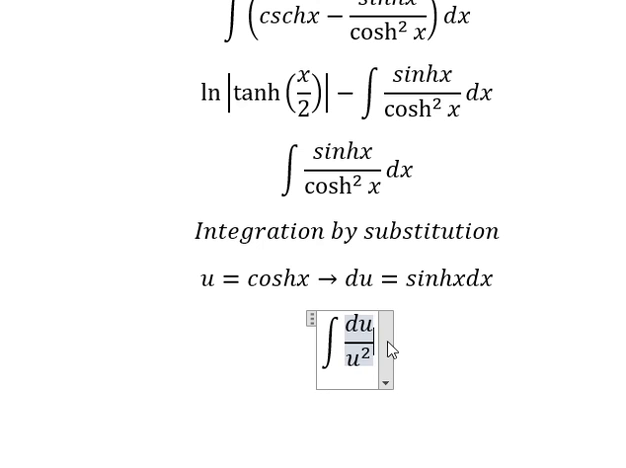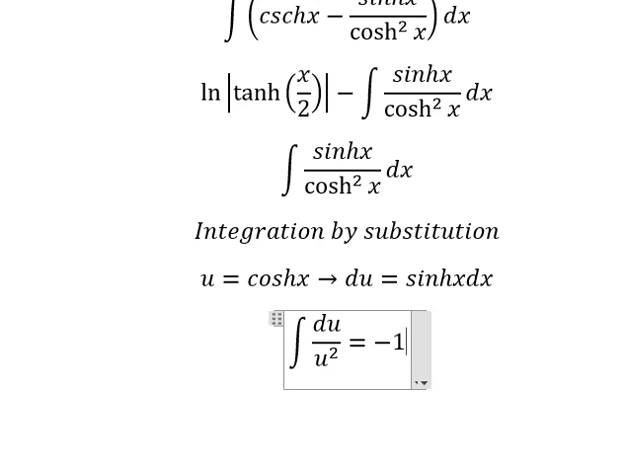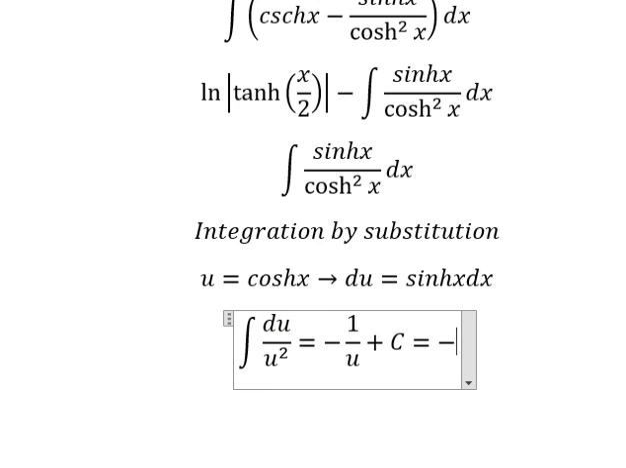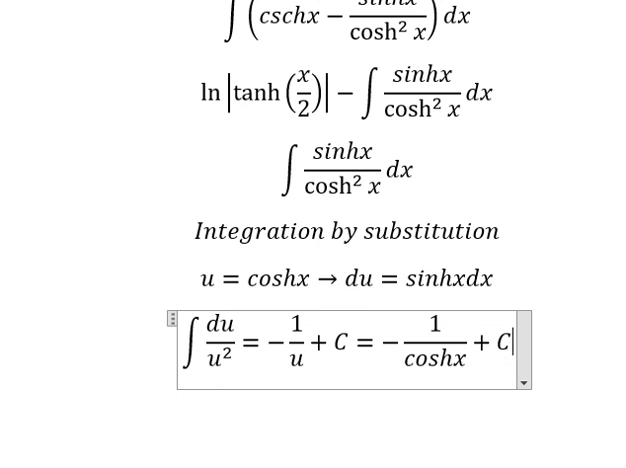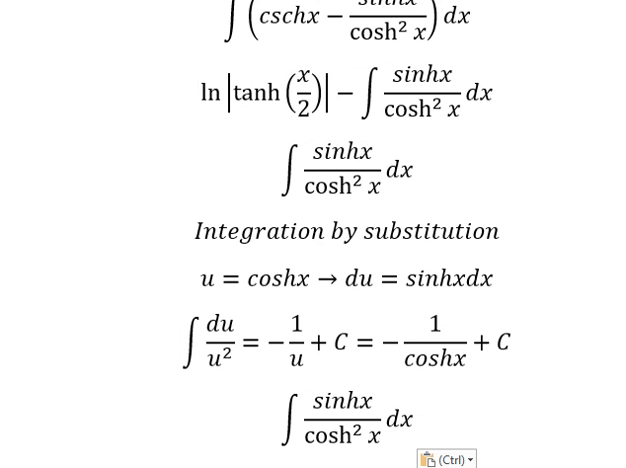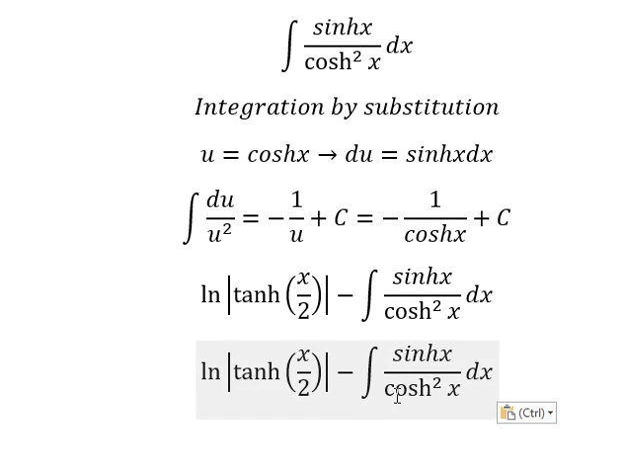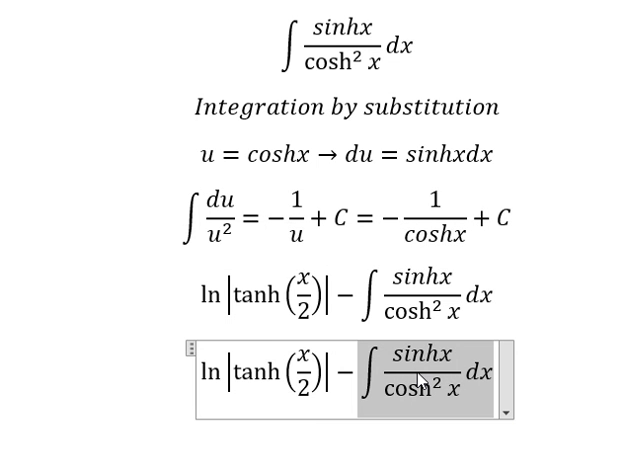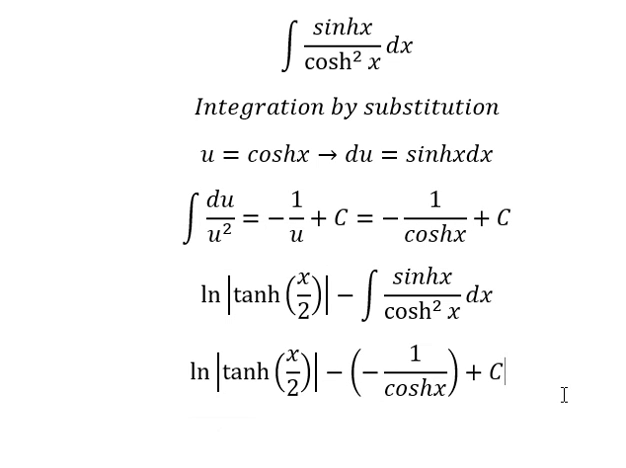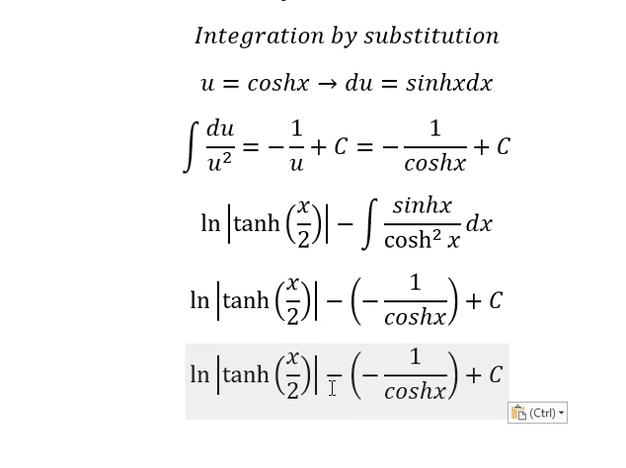The integration of this one we have negative 1 over u. About u that is about cosh x. So this one that is about this one. So negative and negative, we have positive.